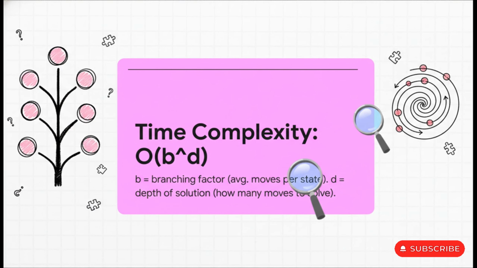This brings us to a concept called time complexity. Now, this formula, O of B to the D, might look a little intimidating, but the idea is actually pretty simple. B is just the branching factor, basically the average number of moves you can make from any spot. And D is the depth, how many moves away the solution was. The big, scary problem here is that this is an exponential relationship. The numbers get big fast.